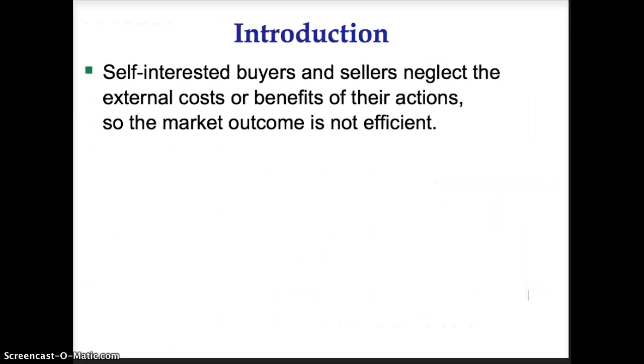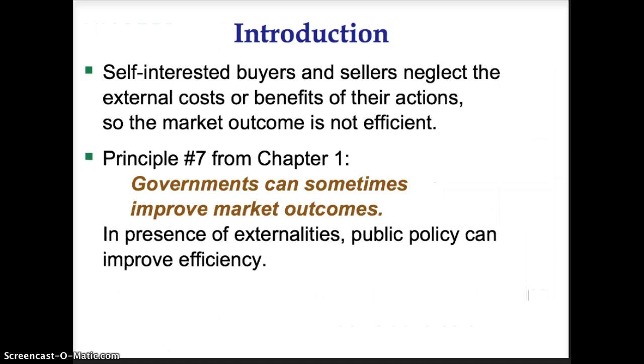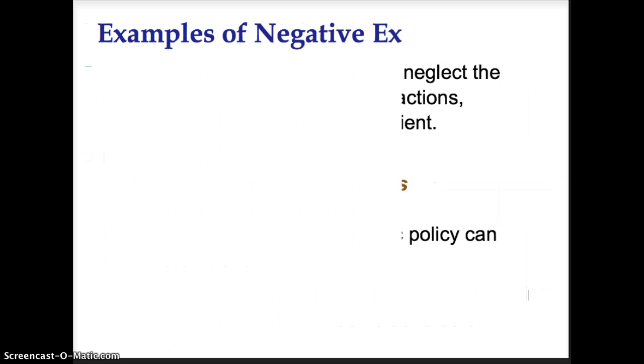Self-interested buyers and sellers neglect the external costs or benefits of their actions, so the market outcome is not always efficient. This brings us to Principle 7 from Chapter 1. Governments can sometimes improve market outcomes. In the presence of externalities, public policy can improve efficiency.